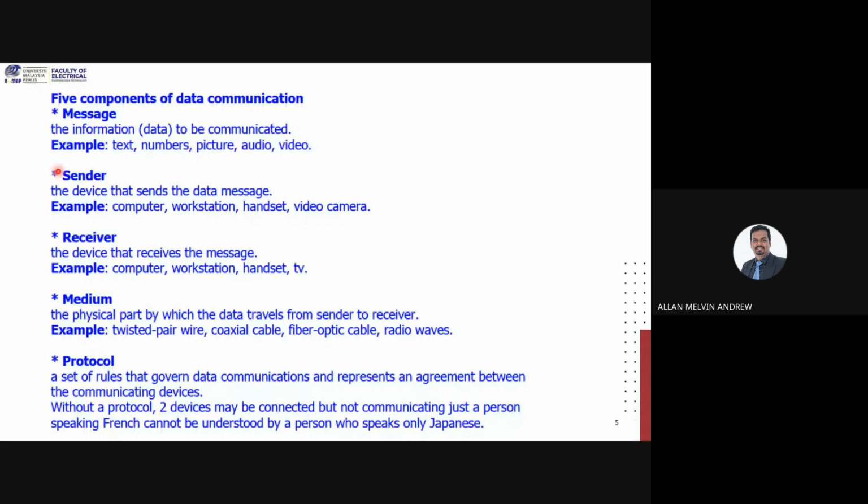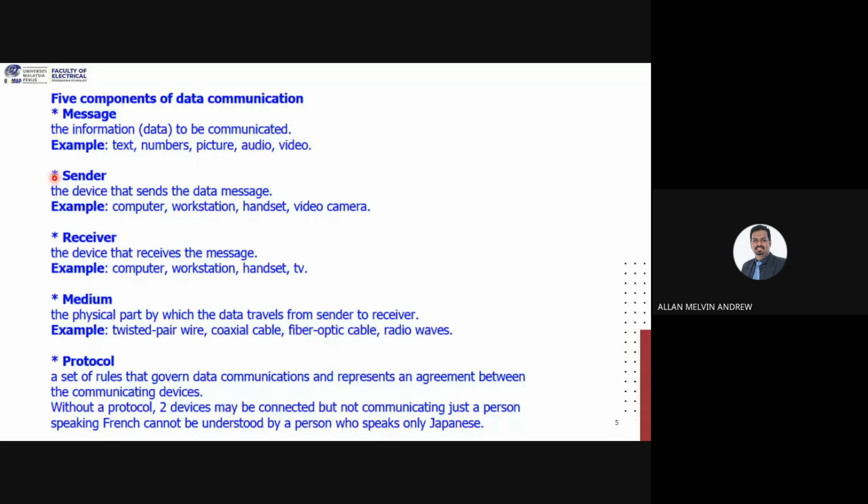So the sender is the device that sends the data message. Usually we human beings send the information to a device, and the device will transmit it, so that's considered the sender. For example, we can have a computer, a workstation, a handset, our handphone, or a video camera. Every device that collects and transmits the information, we call a sender.